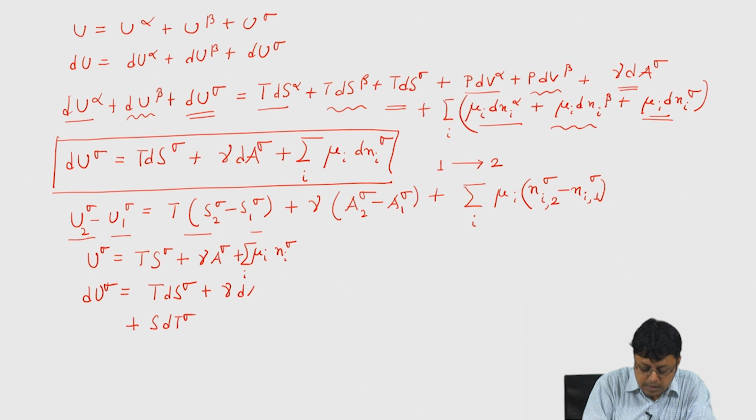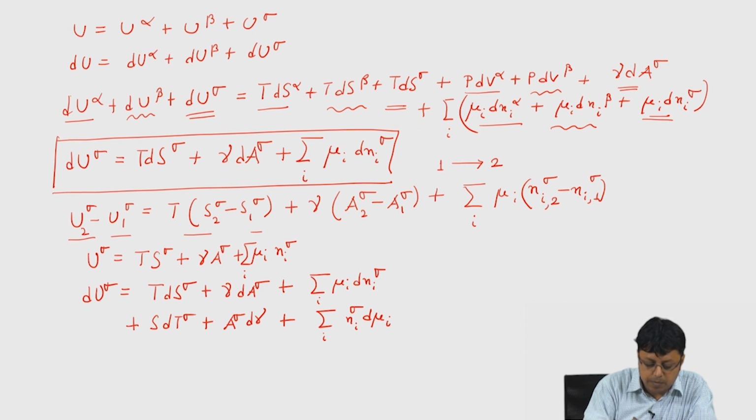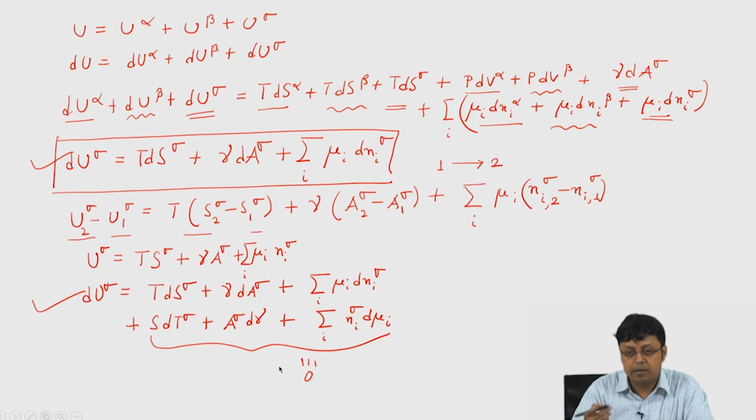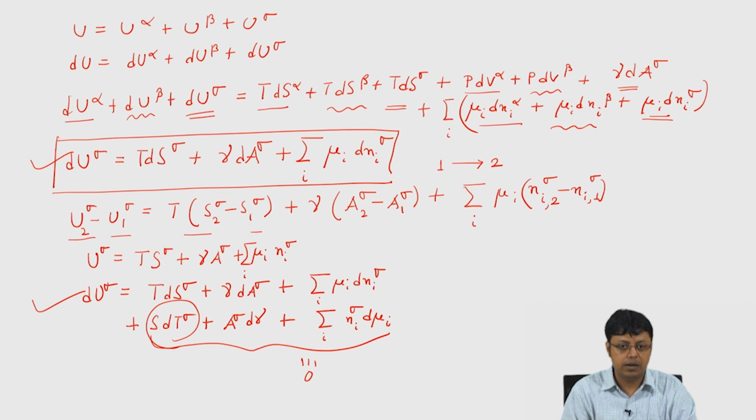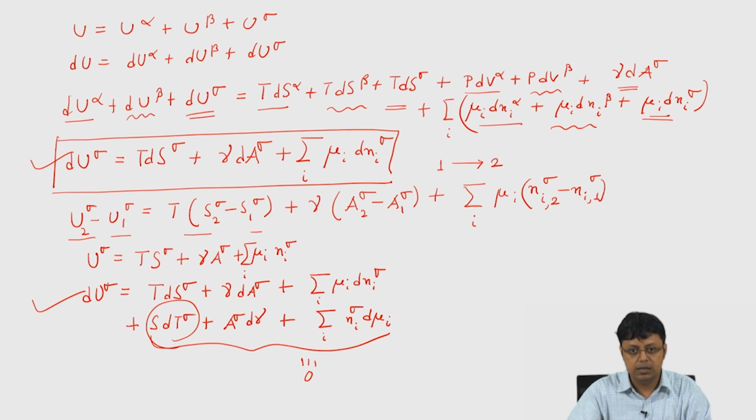So, we have here gamma dA, and similarly we will have A d gamma, plus we will have the sum over I of mu I dn I sigma, and here we will have the sum over I of n I sigma into d mu I. So, by comparing this equation and the one we just got, this part must be equal to 0. We can make a further approximation where we talk only about isotherms. So, we are keeping the temperature constant, which means now the S dT will also be 0. So, what we get from here is A d gamma plus the sum over the constituents I of n I sigma d mu I is 0.